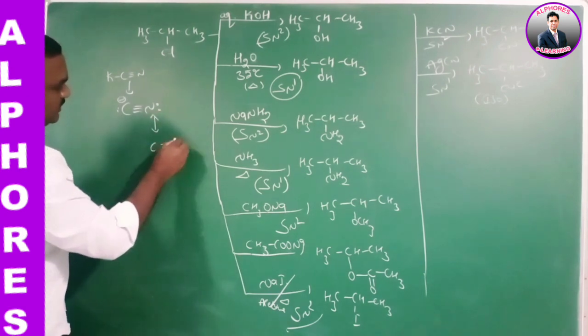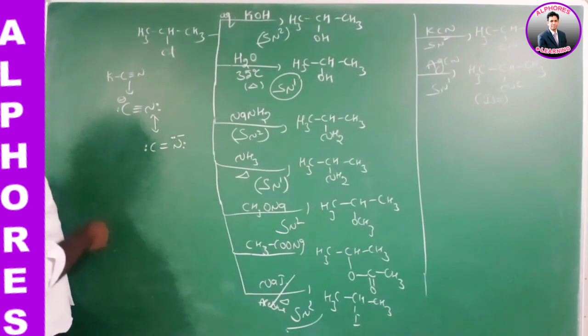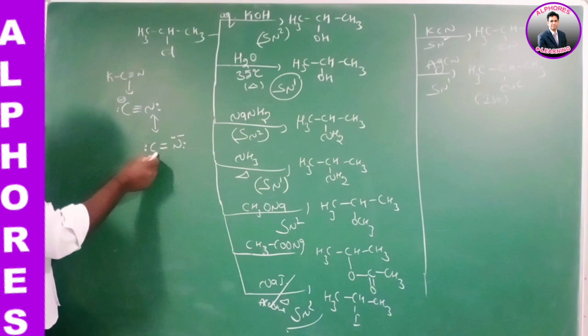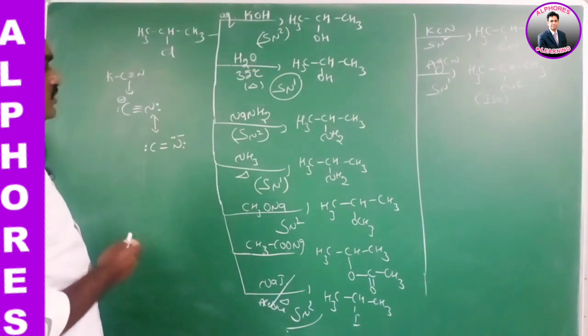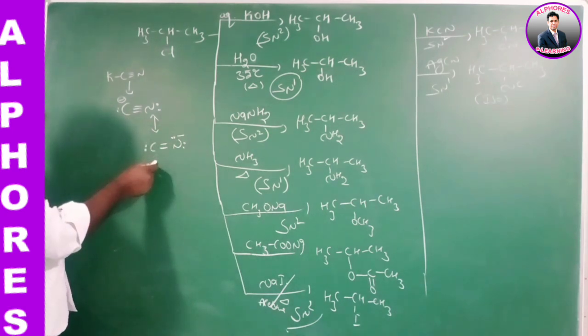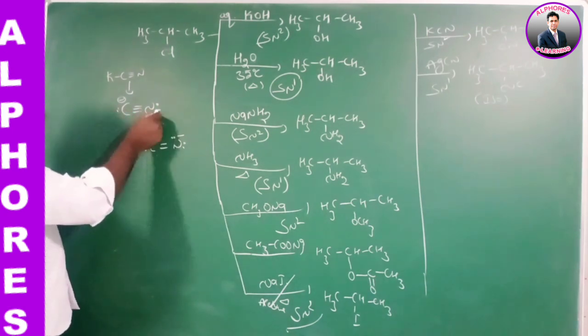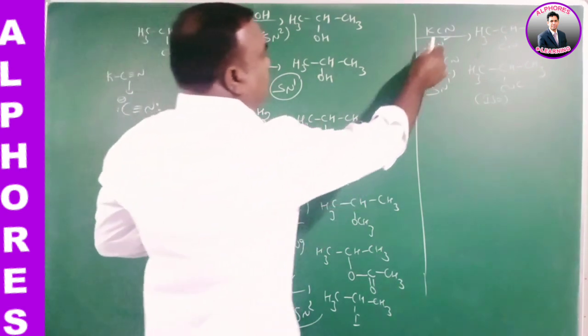here C double bond N, C double bond N minus. So if you take this one, the hybridized state is given, both have partial negative charges here. According to the resonance structures, carbon and nitrogen both are carrying lone pairs.